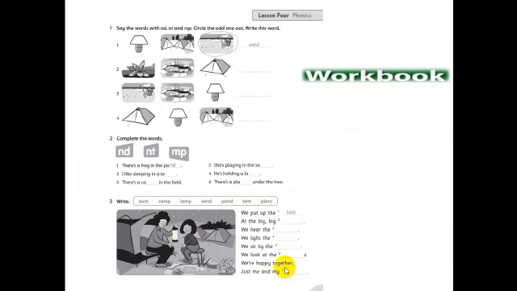We're happy together, just me and my aunt.